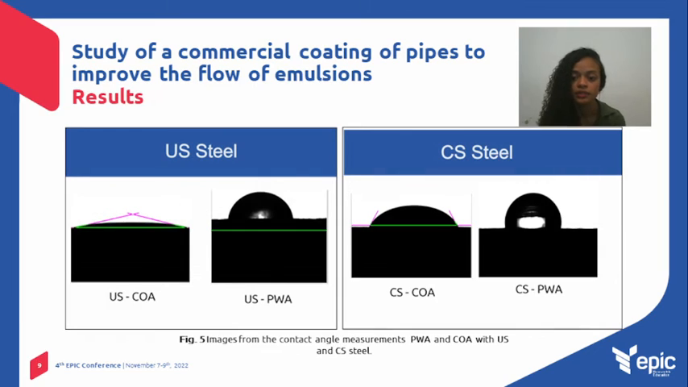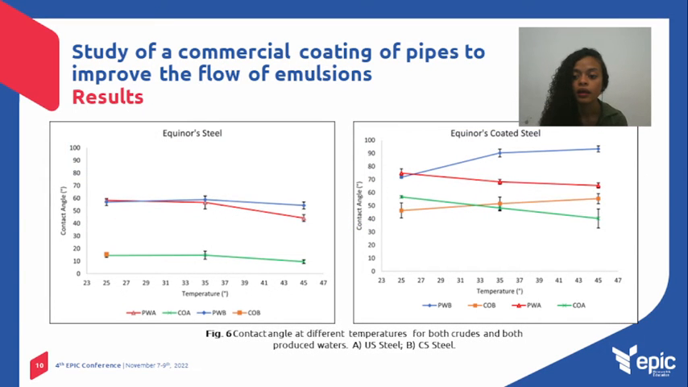These images were taken from the tensiometer, where the contact angle measurement for an air system is performed, where US is uncoated steel and CS is coated steel. The fluids represented in this image are oil and water A. Both surfaces show to be more wettable by the oils in comparison to the produced waters.